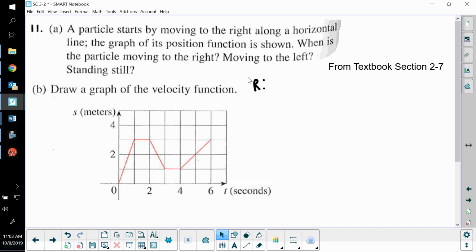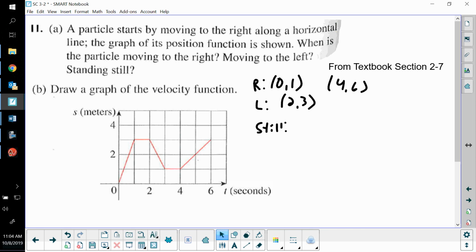So going to the right. We should be moving to the right when our object is getting further away, or in other words, has a positive slope. So we should be going from 0 to 1, and then again from 4 to 6. We should be moving to the left when the object is returning back towards the initial position, or in other words, has a negative slope. So that's on the interval from 2 to 3. And you could have written 0 seconds to 1 second, 4 seconds to 6 seconds, 2 seconds to 3 seconds. That's fine too.